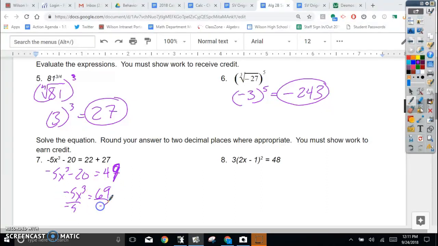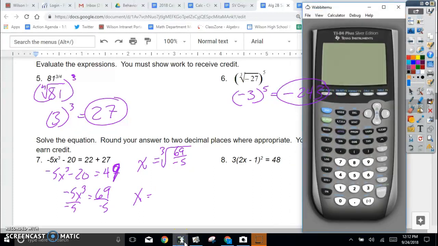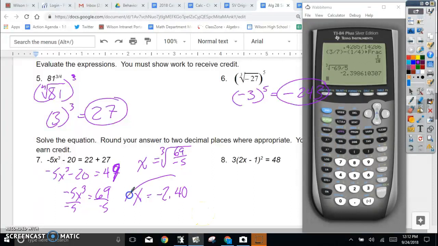We're going to divide by negative 5. And then we're going to do the cube root of whatever 69 divided by negative 5 is. And this is where I'll put my rounded answer. So let's go ahead and punch this in. All right. So we're going to do cube root of negative 69 divided by 5. So we're looking at negative 2.398, which rounds up to 2.40. Okay, let's go to our next guy.